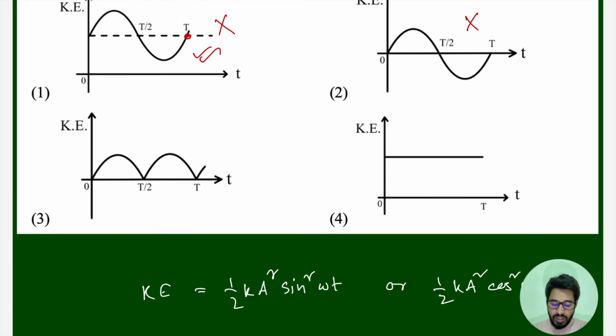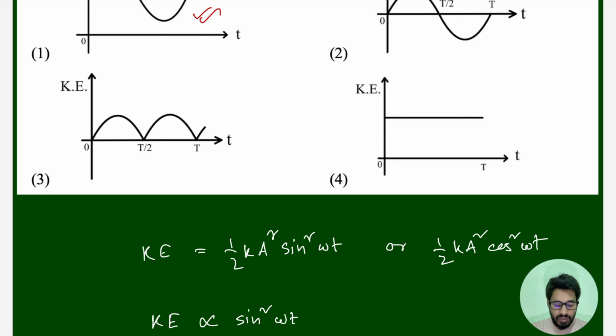Now look at the third option. This can be considered the closest approach, but this graph is not actually the sine square graph. If you see the sine square graph, it's supposed to be a smooth graph, but here you see this point is not smooth, so it is not correct. Actually this graph is for the modulus of sine x. This is the graph of mod of sine x, and this cannot be possible.